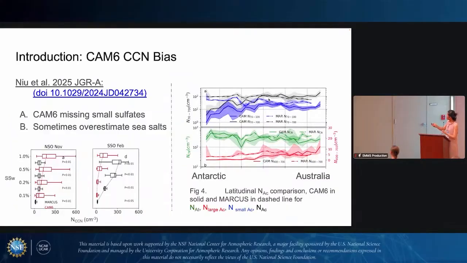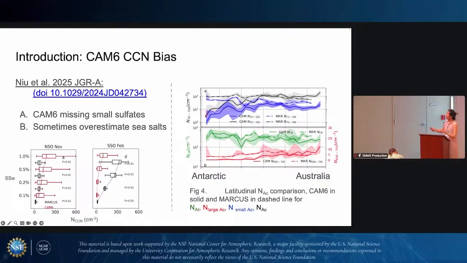A similar figure on the right shows the latitudinal change of the NCCN, separated by size. Here we see that although the Aitken mode in green and the larger accumulation mode in red are fairly simulated, it is the total accumulation mode in black, and particularly the small accumulation mode in blue, that are underestimated.